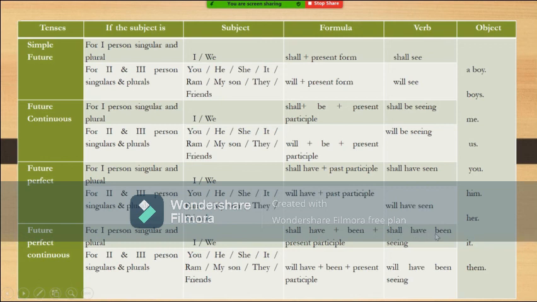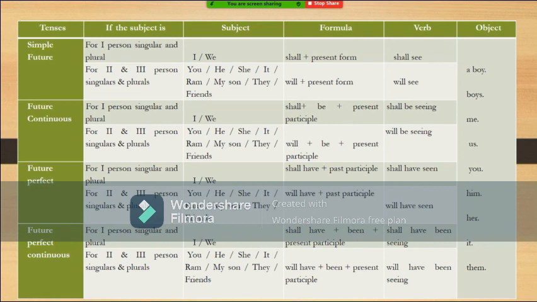Shall have indicates future, been indicates perfect because been is the past participle form of be. So it indicates perfect. To indicate continuous, we have used the ing form, that is the present participle. So shall have been seeing is future perfect continuous. It is used for the subjects I and we. For all other subjects, instead of shall have, we would use will have: will have been seeing. I hope you have understood well. And if you didn't understand, watch this video two times. Then it will be very clear.